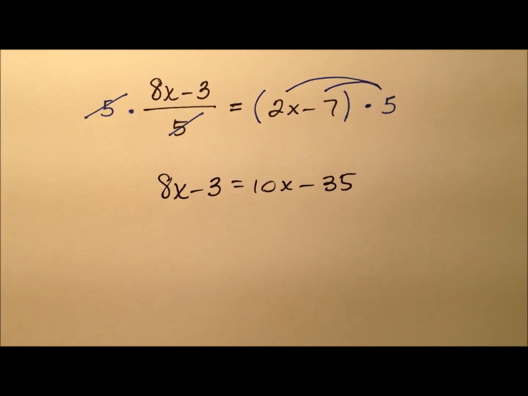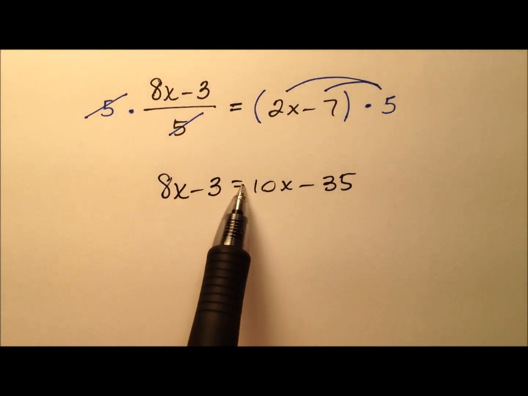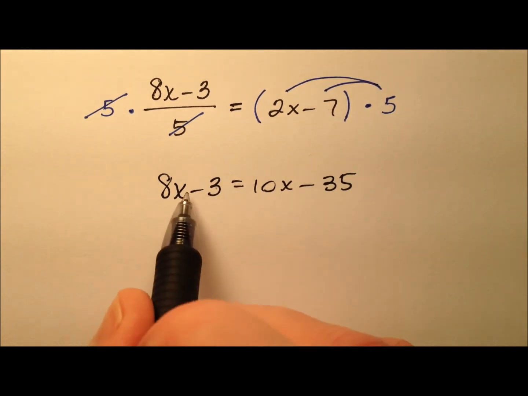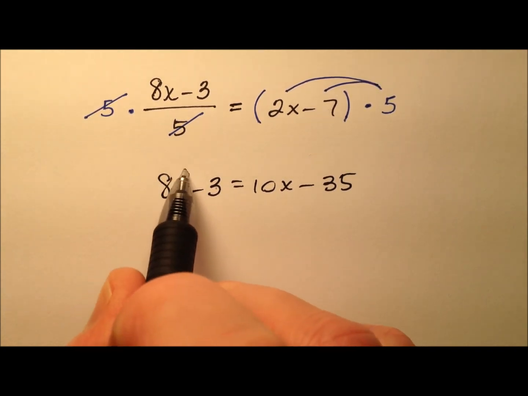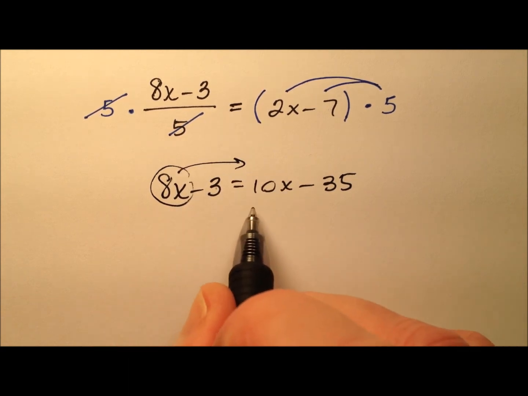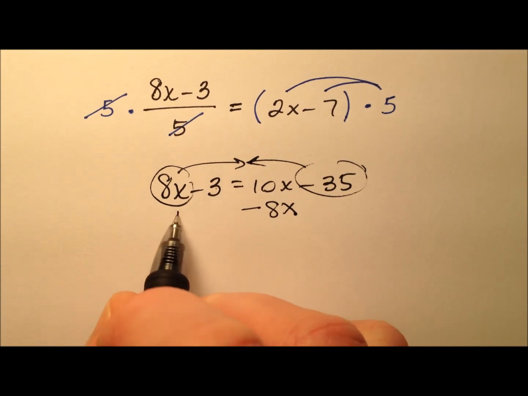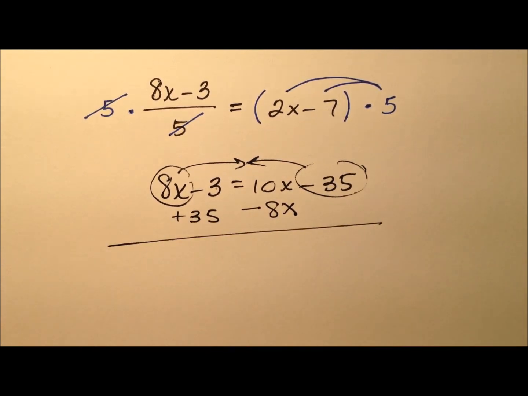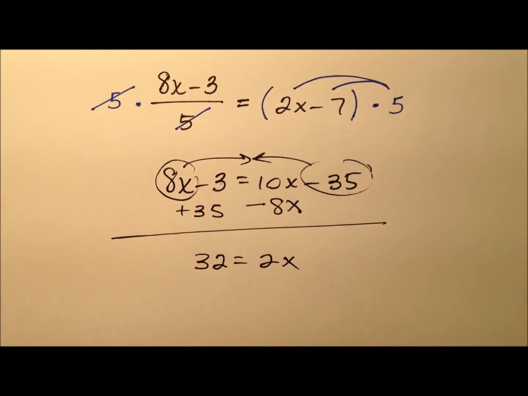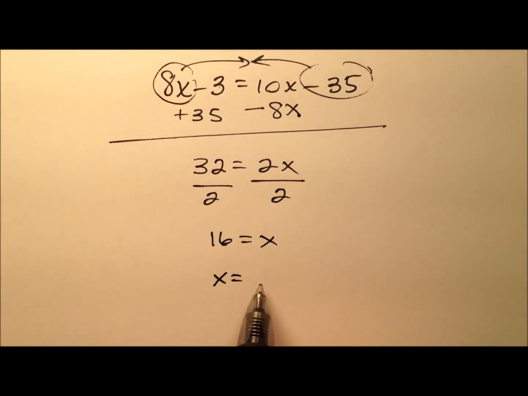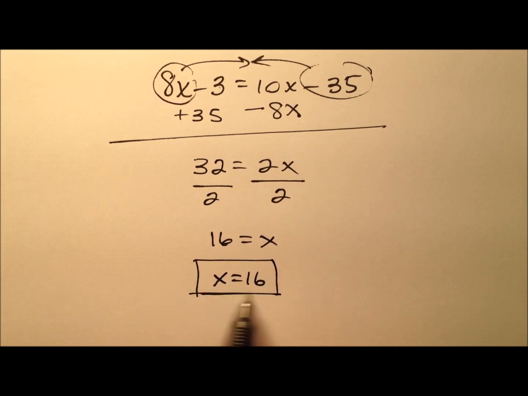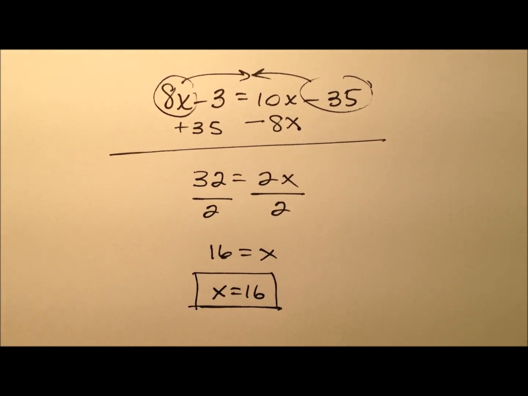And see here once again, lo and behold, a variable and a number equals a variable and a number. So let's go ahead and take this positive 8x and move him over to the right side as a negative 8x. And we'll take this negative 35 and move him over as a positive 35. So it looks like we'll have 32 equals 2x. And a quick division will tell us that 16 equals x, or in fact x equals 16 if you like to see that variable on the left side.